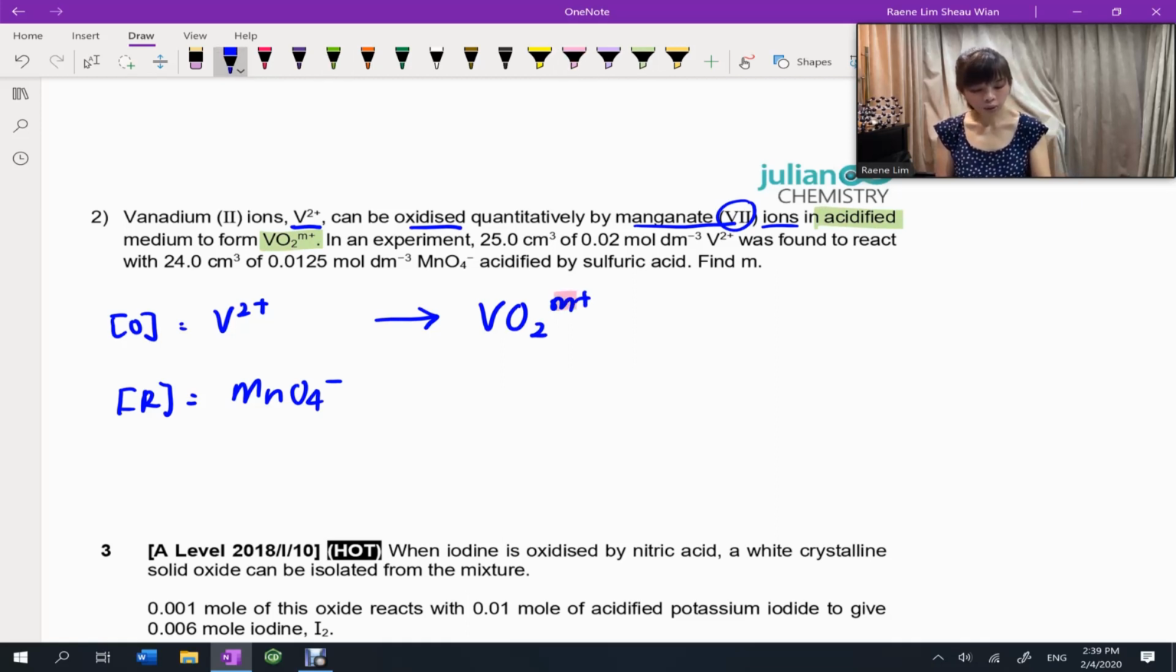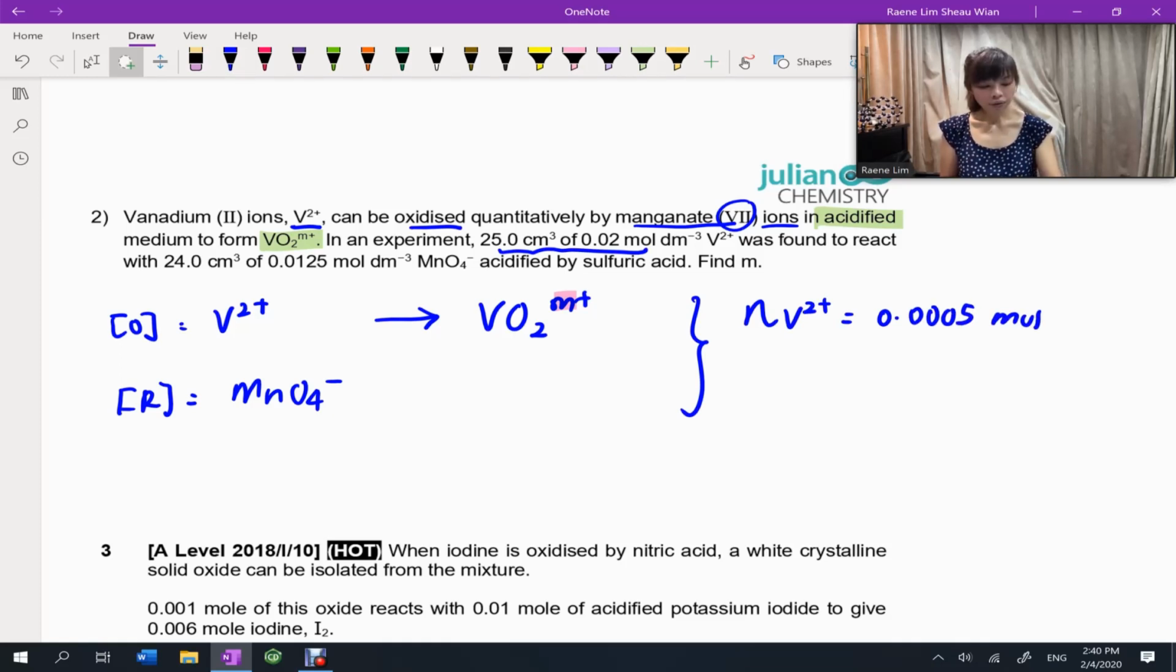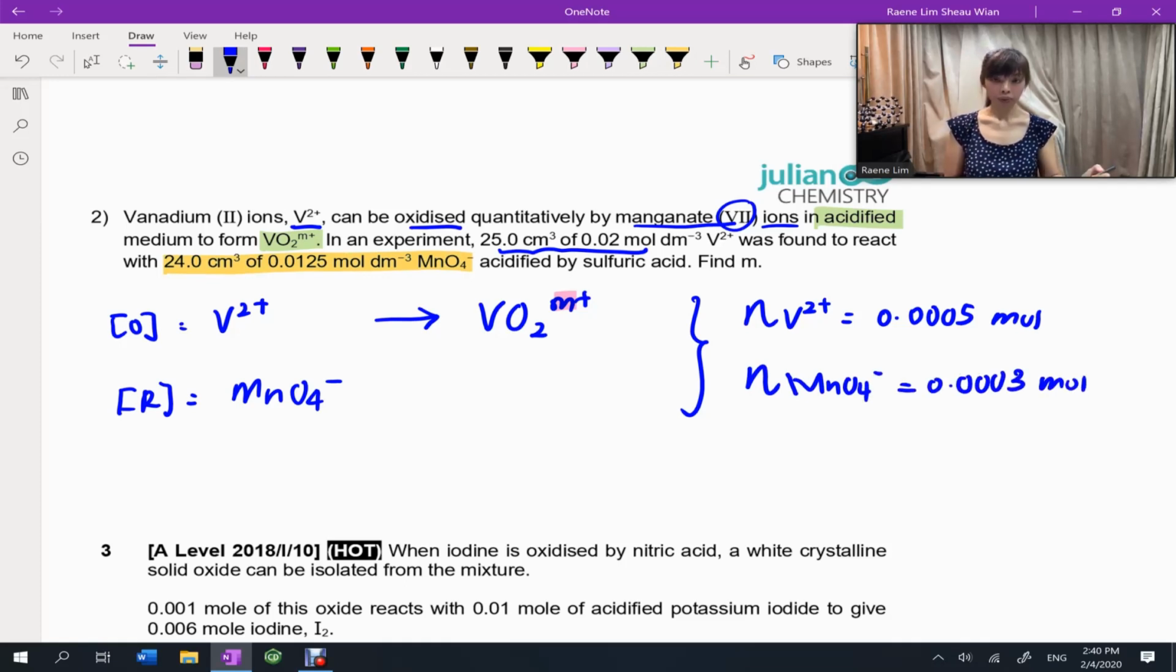So in the experiment, you have a certain volume and a concentration. You can calculate the amount. I'll let you do the calculation for yourself. This should be 0.0005 mole. Then after that, for MnO4- of that certain volume and concentration, you'll get your amount of MnO4- to be 0.0003 mole. Now, they say find m. That's all they give. So let's see how we can analyze from whatever data is here.